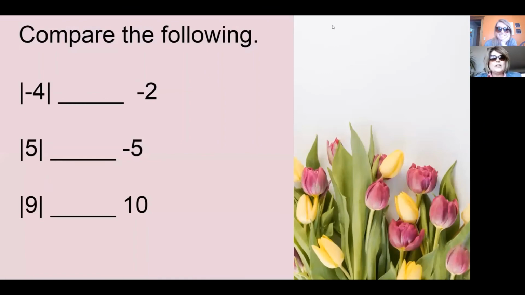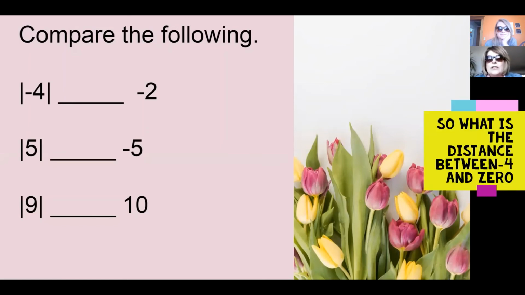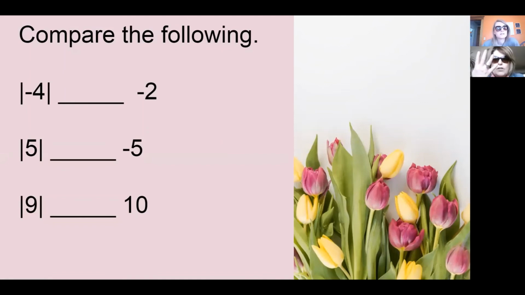All right. So let's compare without the number line. If you look at the first problem, it says absolute value of -4, so 4 numbers or 4 steps away from 0. So that is 4. And the other is a -2. 4 is greater than -2 on a number line. So I drew an alligator mouth open to the absolute value of -4.